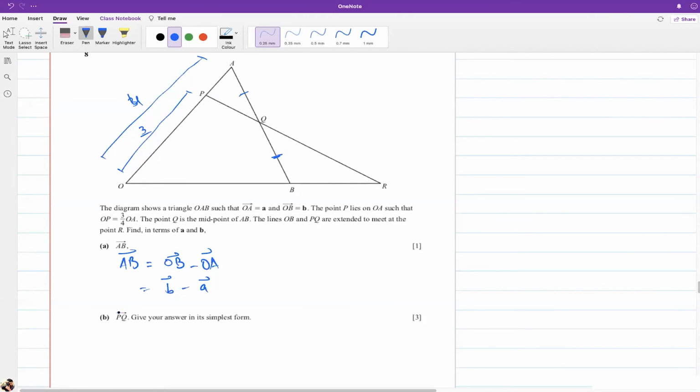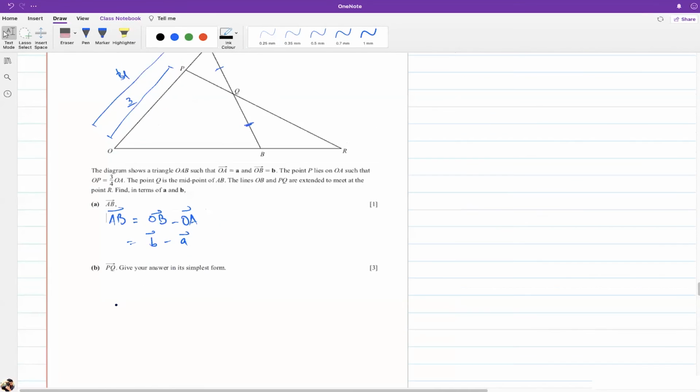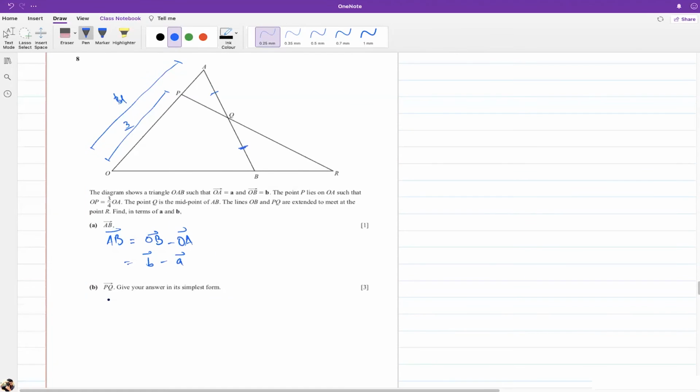PQ. Okay, so first we have to find P and then we have to find Q. So अगर हम इसको देखें तो हम कह सकते हैं कि OP is 3/4 OA, तो इसका मतलब है कि वो बन जाएगा 3/4 A vector. Similarly OQ हमें नहीं पता, लेकिन हमें ये पता है कि AQ is 1/2 AB because it's the midpoint, right? So I can say that is 1/2 (B minus A).